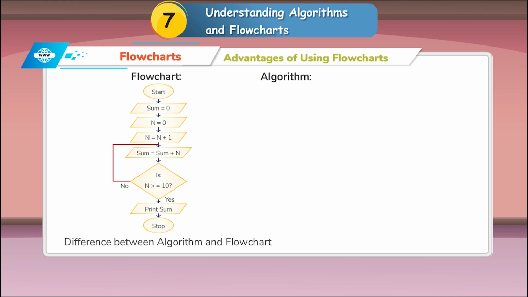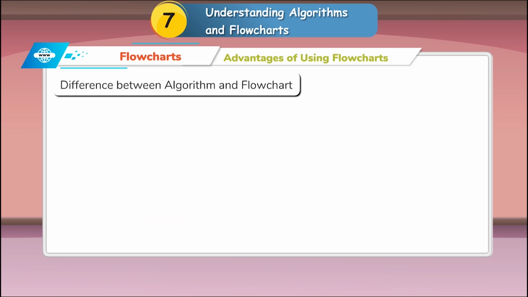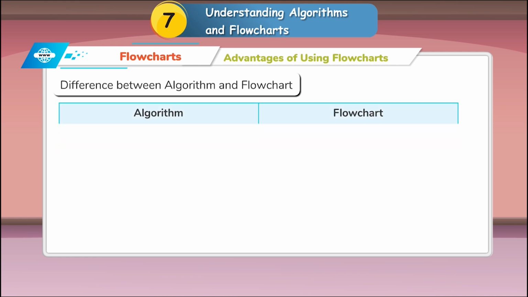Example 4. Flowchart to add the first 10 natural numbers. Algorithm: 1. Start. 2. Initialize sum = 0 and n = 1. 3. Check if n <= 10. If yes, add n to sum, increment n by 1, and repeat step 3. If no, proceed to the next step. 4. Print the sum. 5. Stop.